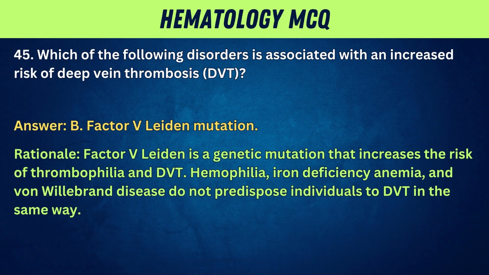Factor V Leiden mutation. Rationale: Factor V Leiden is a genetic mutation that increases the risk of thrombophilia and DVT. Hemophilia, iron deficiency anemia, and von Willebrand disease do not predispose individuals to DVT in the same way.